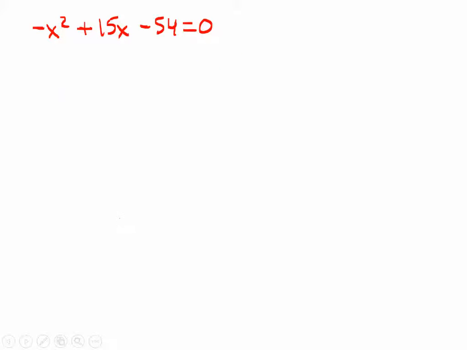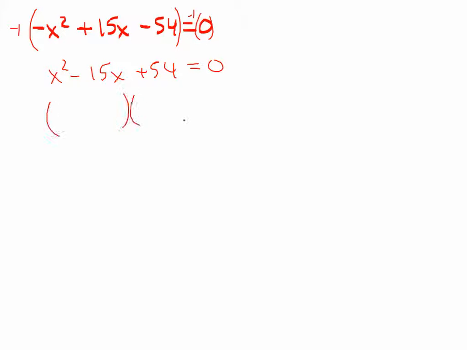You can factor out the negative one. I think I was just trying to show you can factor out the negative one. You can multiply through by negative one, and you can divide through by negative one. It doesn't matter which way you do it, but I'm going to do it by multiplying. So multiply this side by negative 1, multiply this side by negative 1. So how about x squared minus 15x plus 54? Alright, I think I'm set up for factoring.